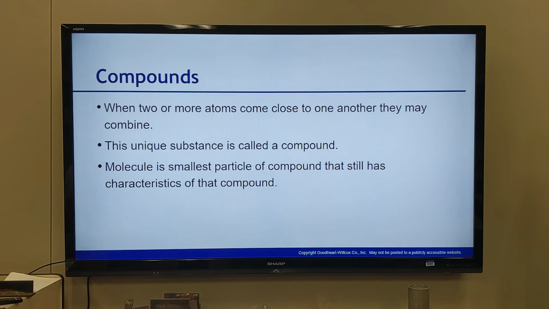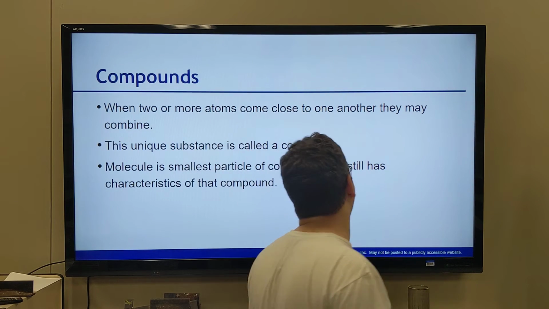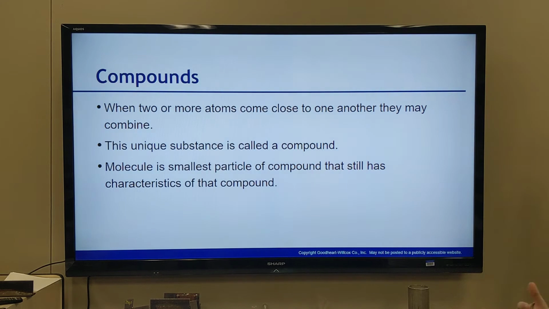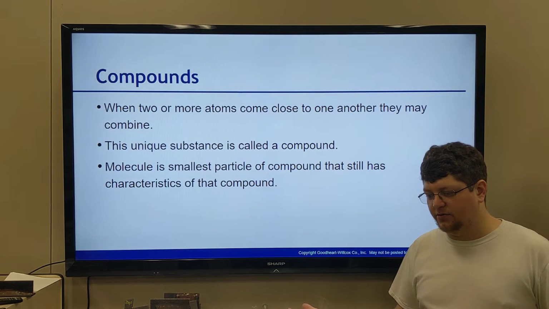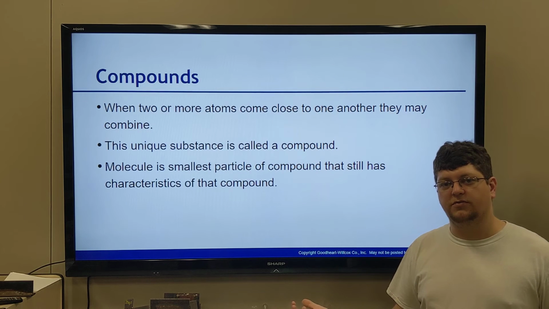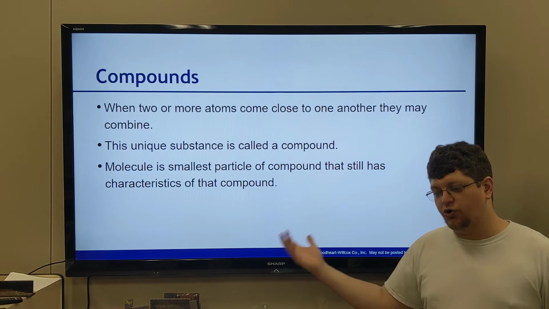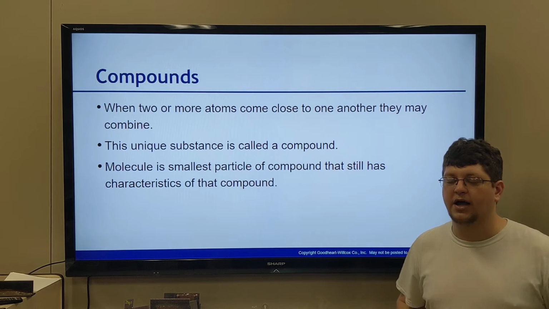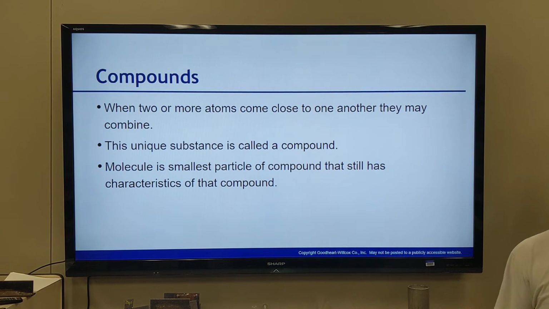Well, let's talk about compounds. What is a compound? A compound is when you take 2 or more atoms and they come close enough to combine. If you want to think about it, you have hydrogen and you have oxygen. If I take 2 hydrogen and an oxygen and put them together, I get H2O. That is the scientific name for water.